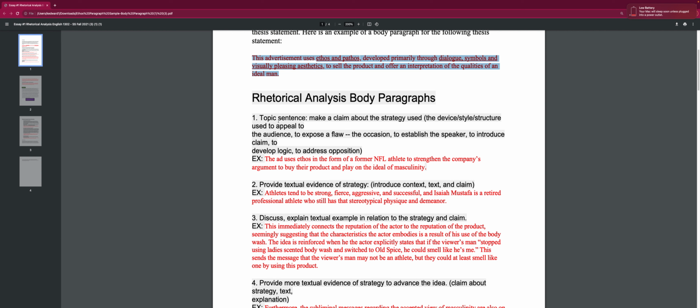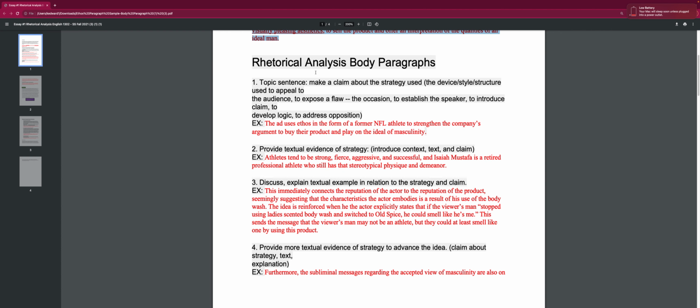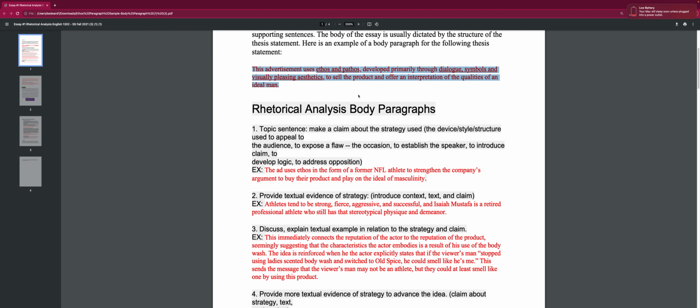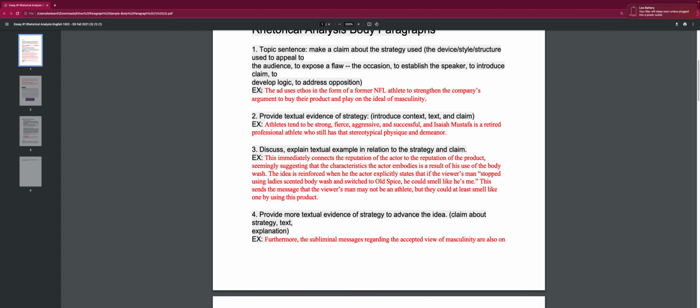In order to do that, I sort of break down the structure of a body paragraph and what it should look like. The first thing your body paragraph is going to need to do is to make a claim about the strategy used, the devices, and then make a claim that supports the thesis. Okay? This student writes, the ad uses ethos, and then it's going to explain how, in the form of a former NFL athlete, to strengthen the company's argument to buy their product and play on the ideal of masculinity, right?